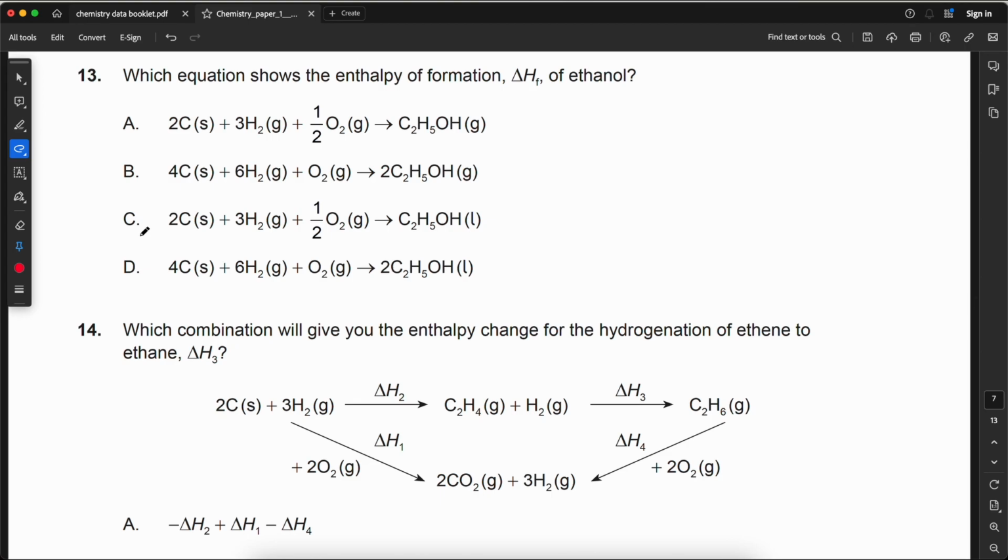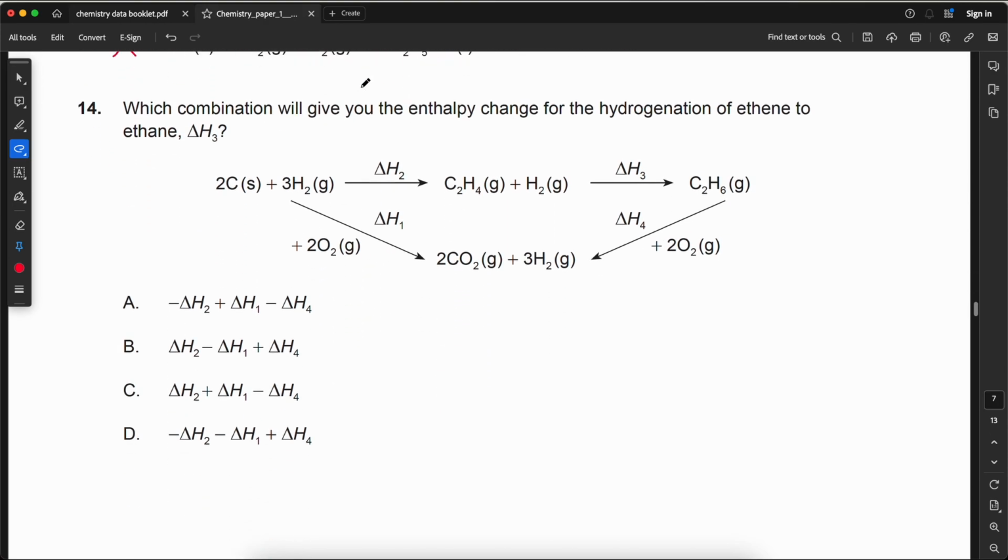Which equation shows the enthalpy of formation, delta Hf, of ethanol? That would be D, because it must be in their standard state.